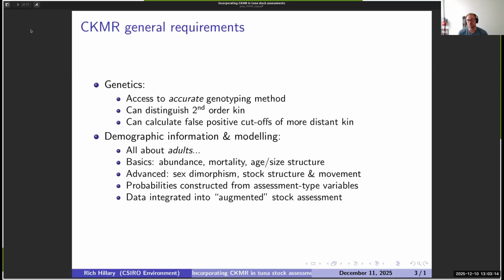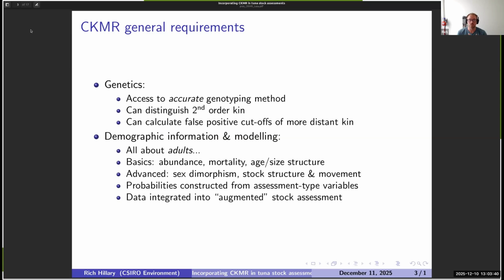You need access to an accurate genotyping method. Ideally, you want something that's going to be able to distinguish out to second order kin. From the CKMR perspective, we're really talking about first order kin being parent and offspring pairs, full sibling pairs, second order being half sibling pairs, animals that share a mother or a father.